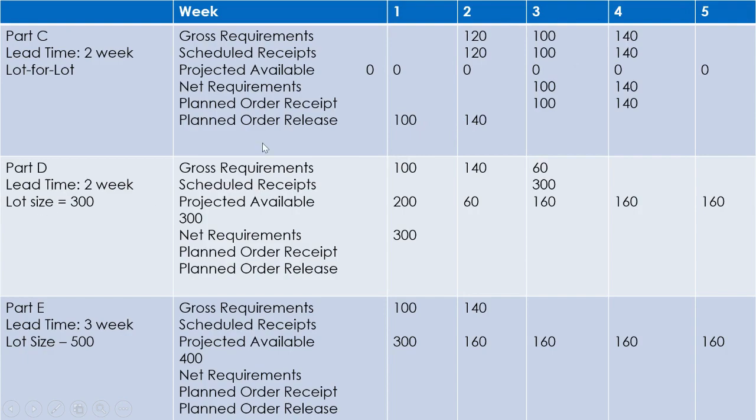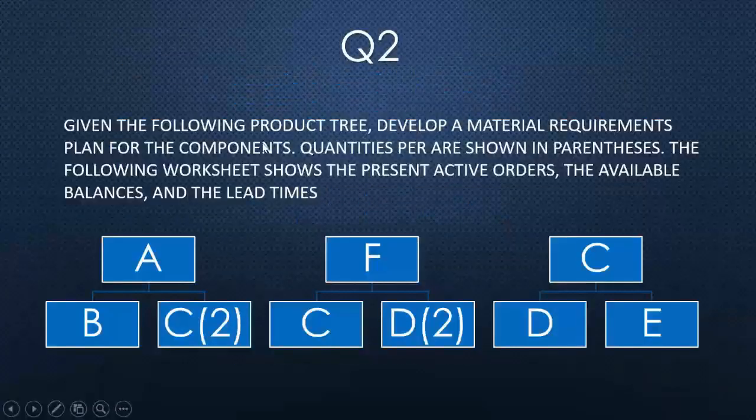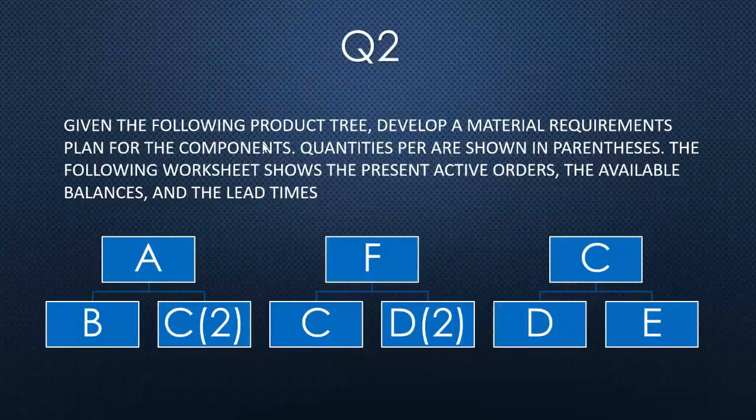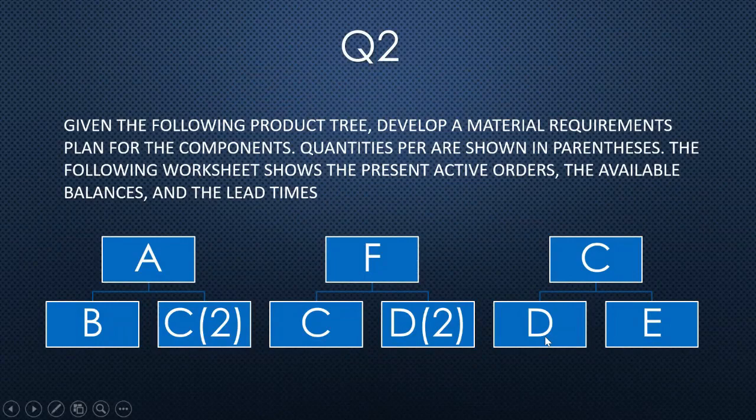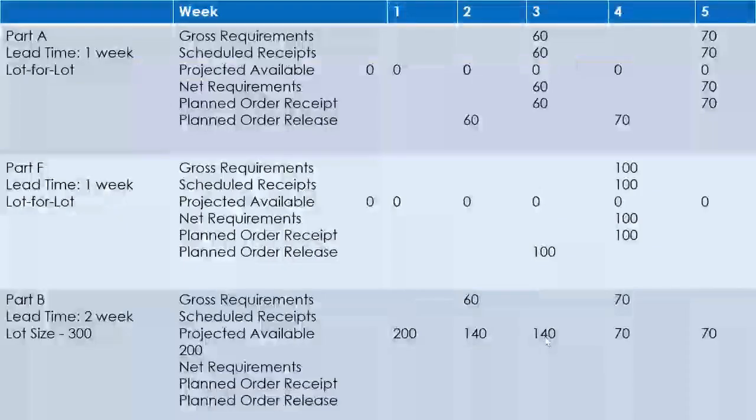Same goes for part D. Where is part D? Part D is under F. For F, you need two D's, and for C, you need one D. Okay, you need to understand this over here. You see, you need to have two C's. If you have two C's, it means you need to have two D's as well. So in total, you have four D's. I hope you get a clearer picture. So you need to have four D's.